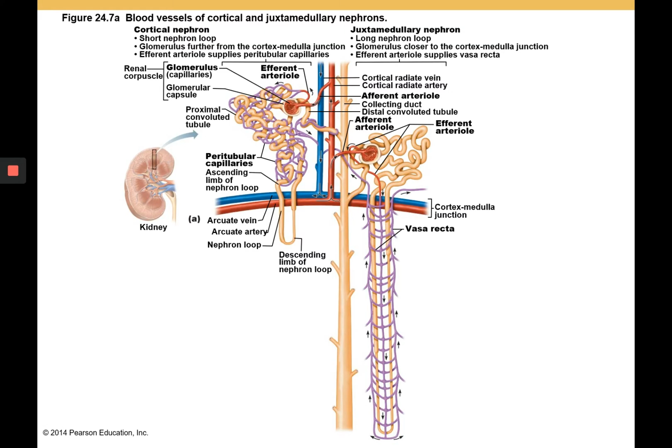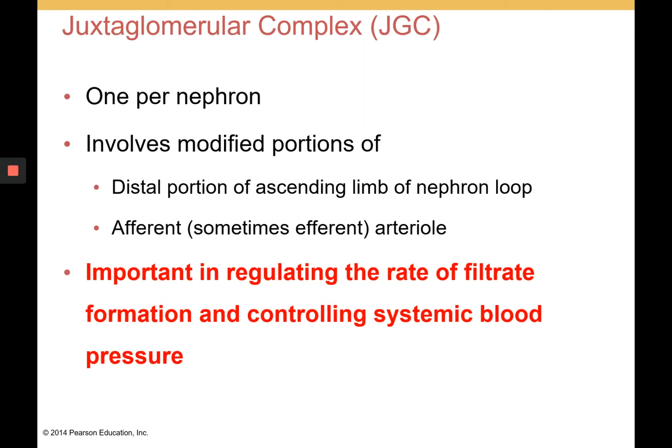So just to review, cortical nephrons are almost entirely in the cortex. Juxtamedullary nephrons have their long nephron loop almost completely in the medulla. We have paratubular capillaries for cortical nephrons, and we see the vasa recta for the nephron loop of juxtamedullary nephrons. So efferent arterioles are supplying different capillary beds depending on the type of nephron we're looking at.